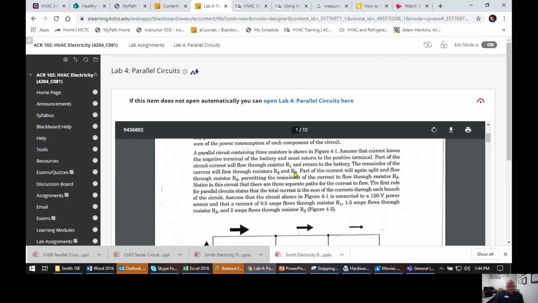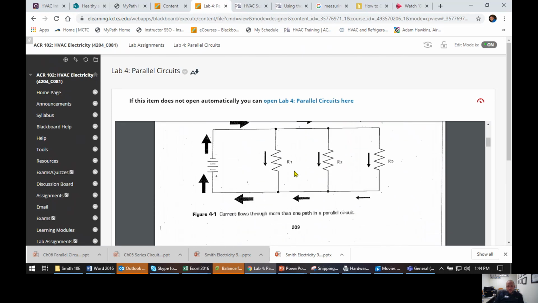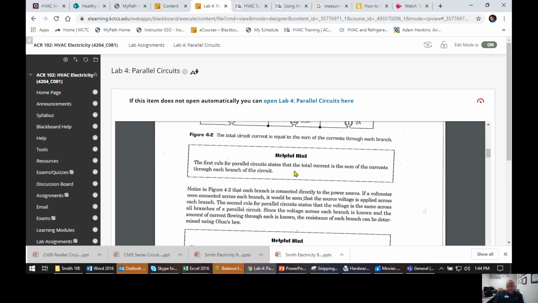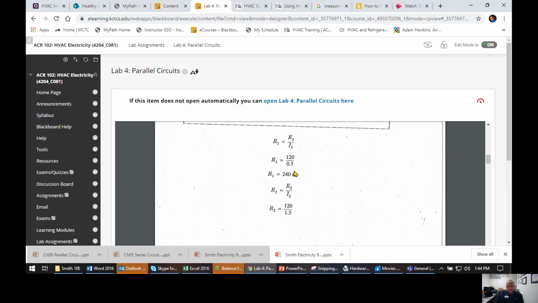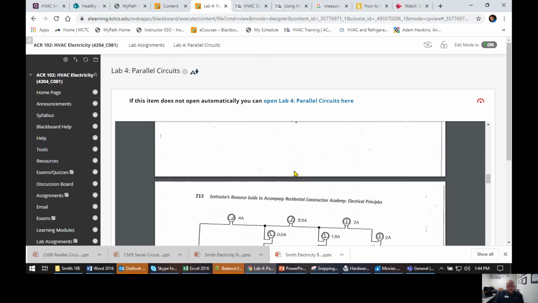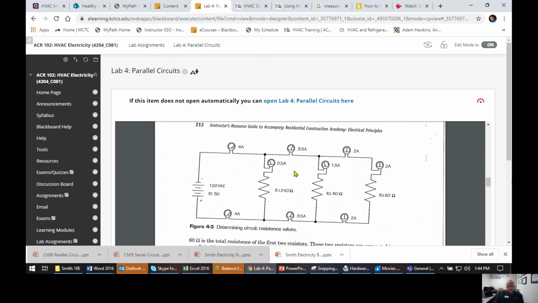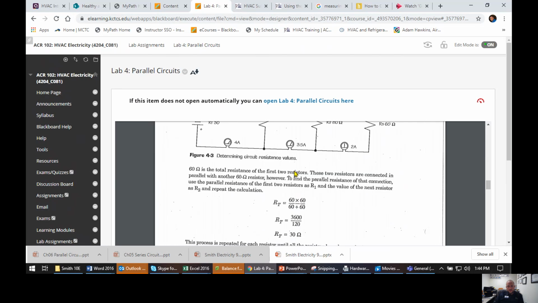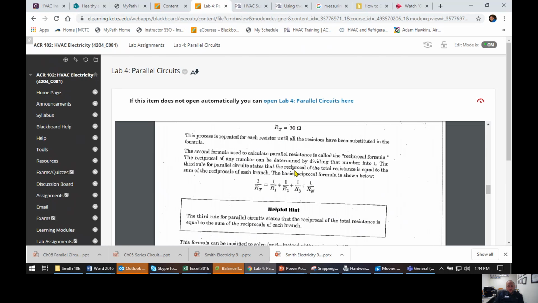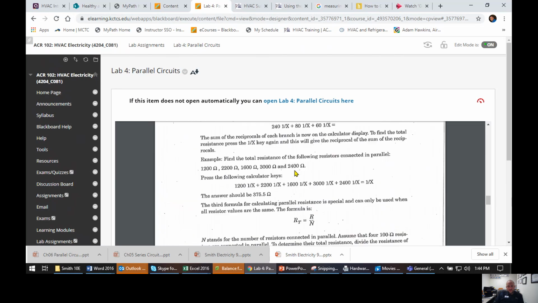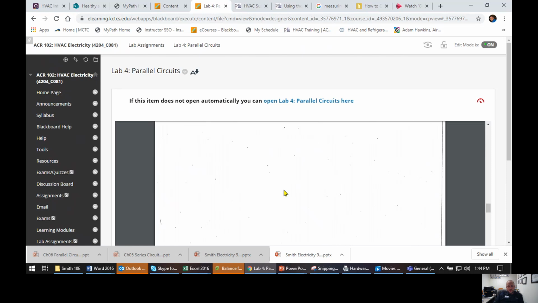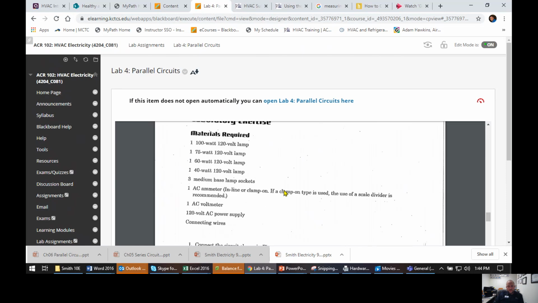All right, so it's the same as the last ones, only you're doing parallel. So it's going to give you a few examples. And I'm going to help you all work through these. Like I said, they're a little bit tricky. So you can look through those examples and use that to look back on. It gives you an example here of one that you're going to solve. I'm not going to go through that right now. And then here's your lab.